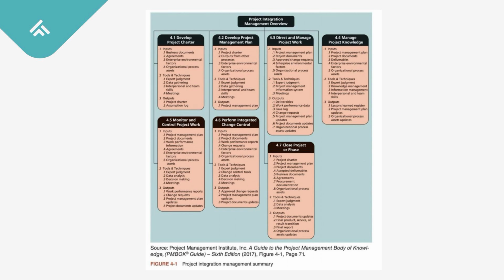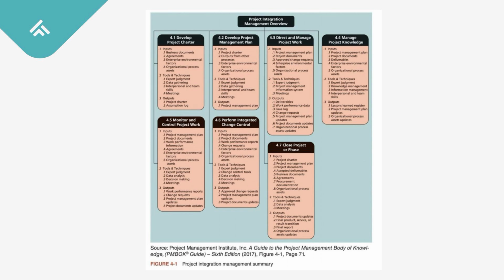The fourth is manage project knowledge. The purpose: capture and share knowledge for better decision making. Inputs: plans, documents, lessons learned. The tools: knowledge management system, expert input. The outputs: lessons learned register, updates to the project documents. An example of that: a software team documents a coding shortcut that saves time for future use.